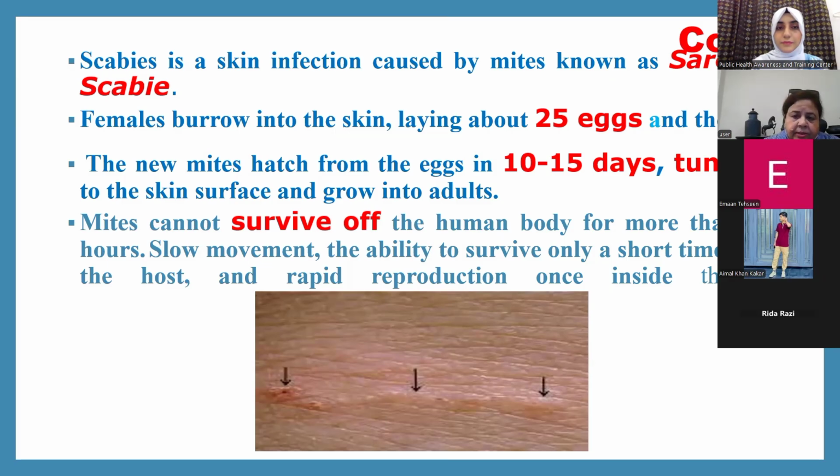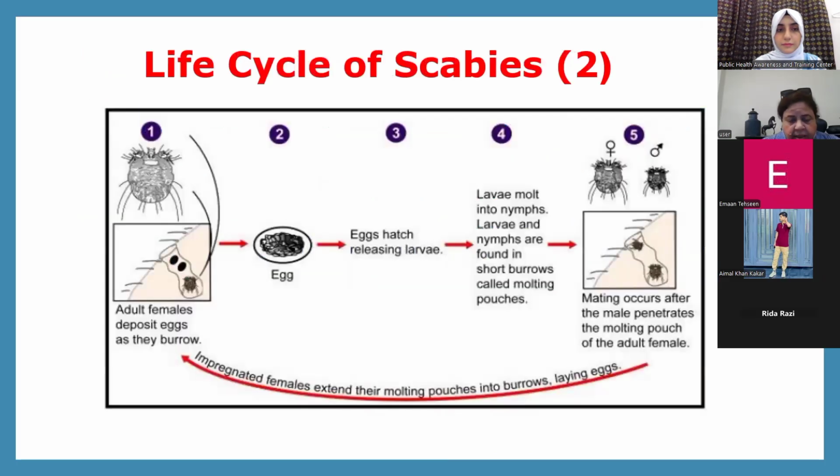Each day they lay up to 25 eggs and then die. The new mites hatch from the eggs in 10 to 15 days. They make a tunnel on the skin surface and develop into adults. The mites cannot survive off the human body for more than 48 to 72 hours. They are very slow in movement, survive only a short time outside the host, and reproduce rapidly once inside the skin. So please listen carefully.